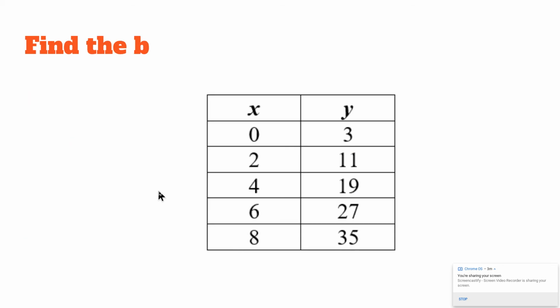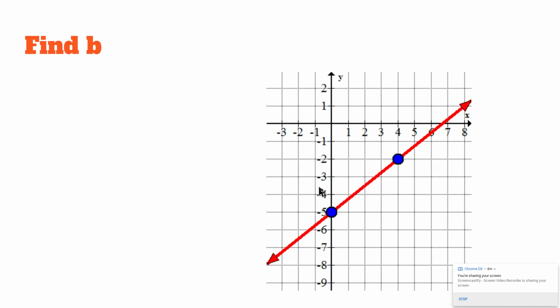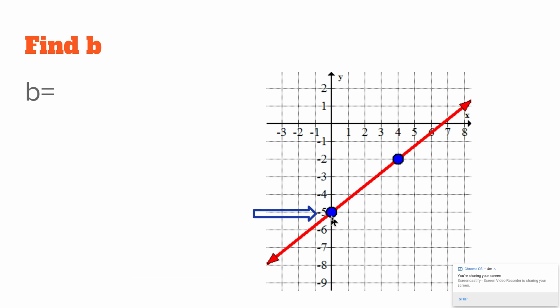So let's practice again on a table. The first thing we want to look for is look down the x and find a 0. So we found our 0 here. We come straight across to this, and that gives us our y-intercept of 3. On a graph, remember we're looking for where it crosses the y-axis. It crosses the y-axis at negative 5. So that's where it intercepts the y-axis. So negative 5 would be b, the y-intercept for this.